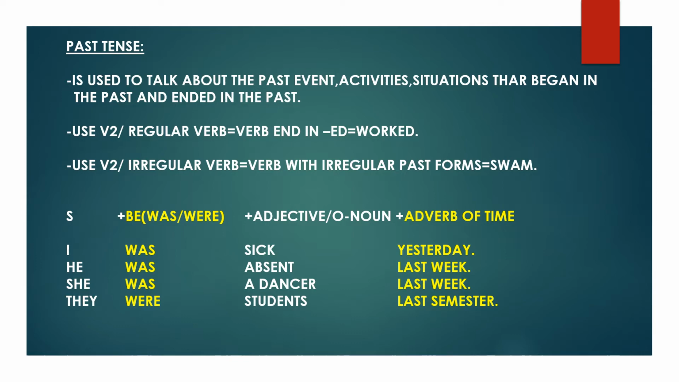She was a dancer last week. She is the subject, was is be, a dancer is the noun, last week is the adverb of time. They were students last semester. They is the subject, were is be, students is a noun, the object, and the adverb of time is last semester.